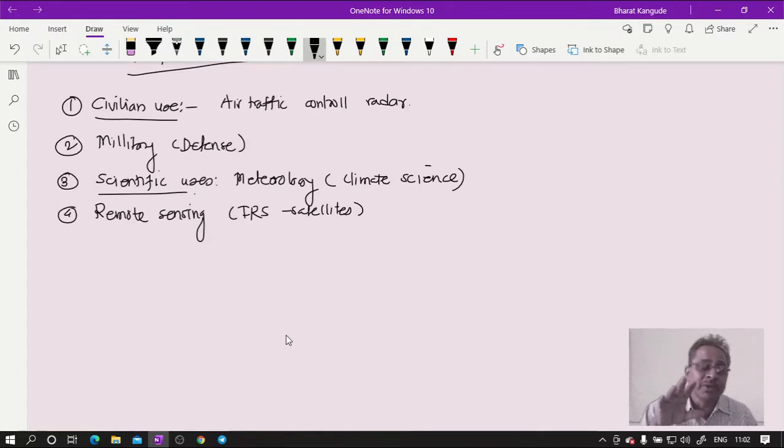All geographical features can be imaged. Nowadays it is possible to read, using a satellite, the number plate of a car which is moving on the road. This much accuracy is possible with the help of radars nowadays. The visible spectrum is not that useful, and therefore such devices use radar techniques, not visible spectroscopic techniques, for photographing in remote sensing and the like. Then number 6 is law enforcement.